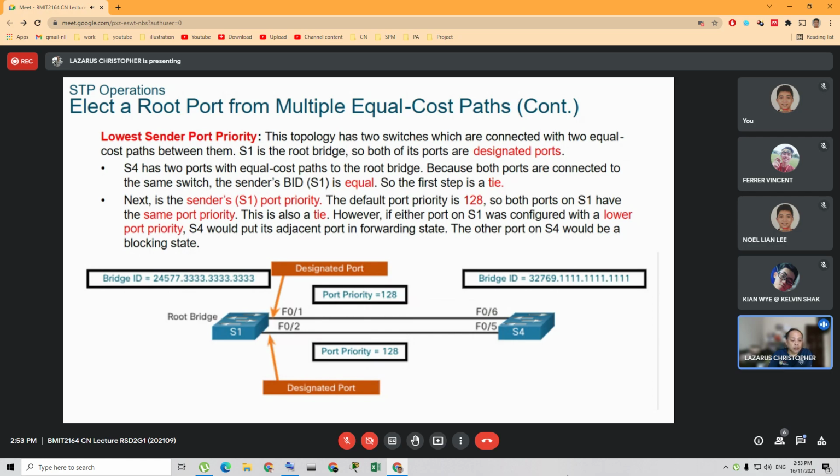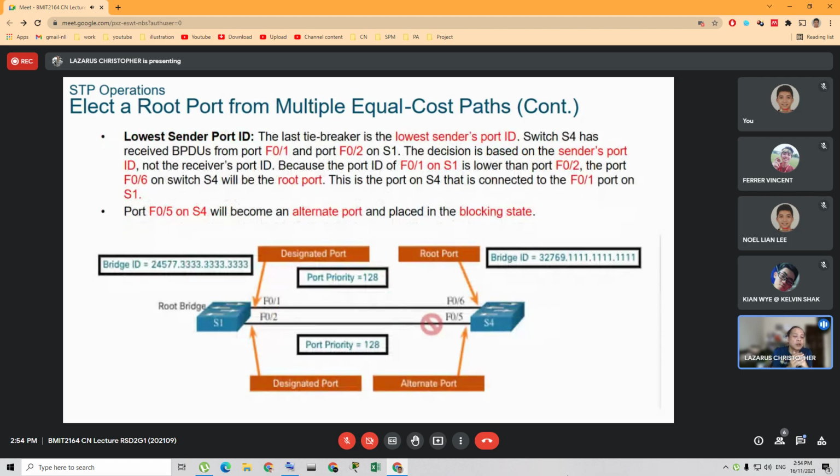But the statement here in the slide says if one of the ports here has lower port priority, let's say this one is lower, then the adjacent one is forwarding, being designated. The other one becomes blocked. So if this wins, the other port is blocked. If this wins, the other port is blocked. That's what it means.